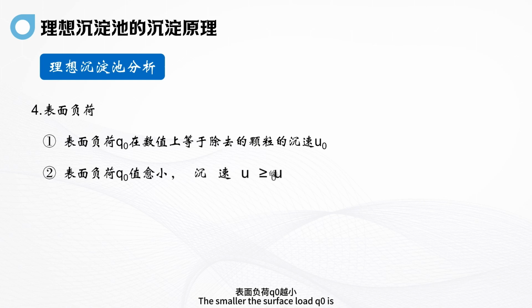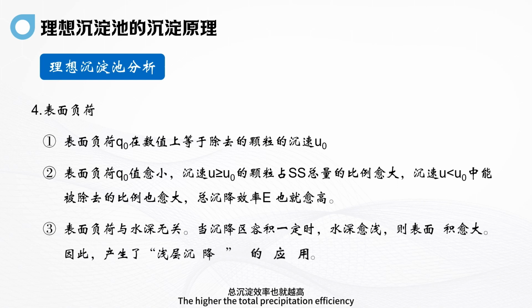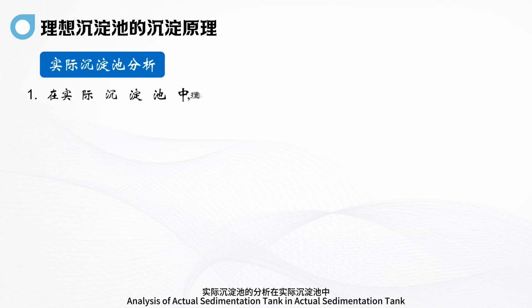The smaller the surface load Q0 is, the greater the proportion of SS suspended solids with precipitation rate U greater than U0 will be removed, and for those with precipitation rate U less than U0, the greater the proportion will be removed too, so the higher the total precipitation efficiency. Surface load has nothing to do with water depth. When the volume of the settlement area is constant, the shallower the water depth, the larger the surface area, hence the application of shallow precipitation.